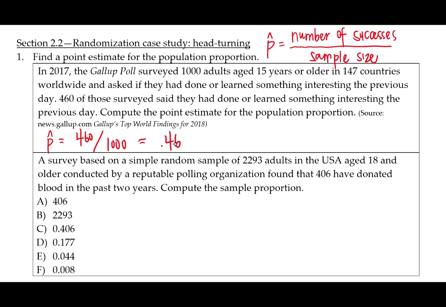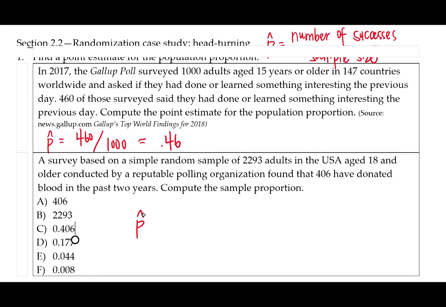The next question says, a survey based on a simple random sample of 2,293 adults in the USA, aged 18 and older, conducted by a reputable polling organization, found that 406 have donated blood in the past 2 years. Compute the sample proportion. So notice that sample proportion and point estimate for the population proportion mean the same thing. So again, we're going to compute p hat.